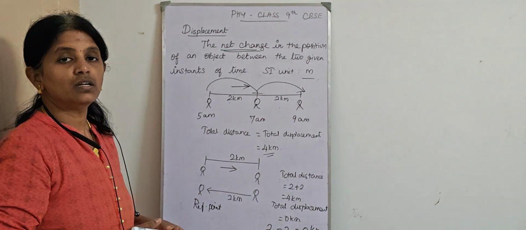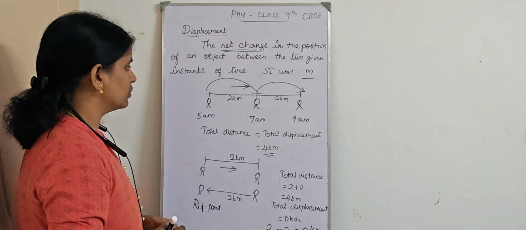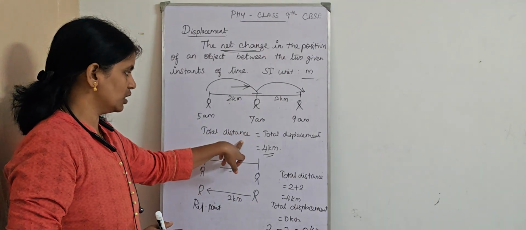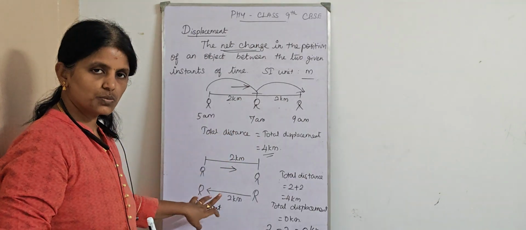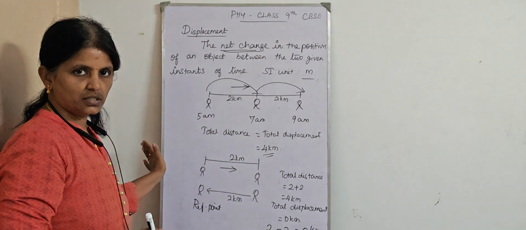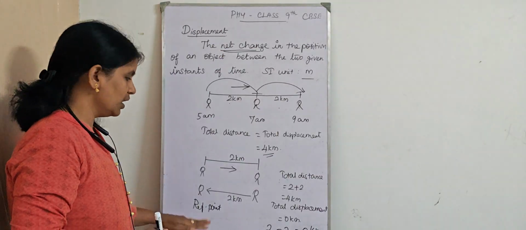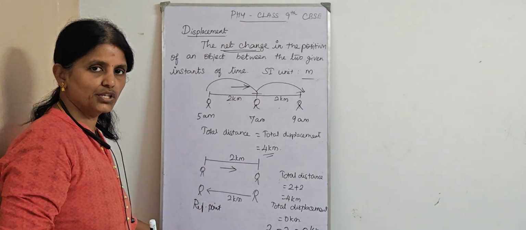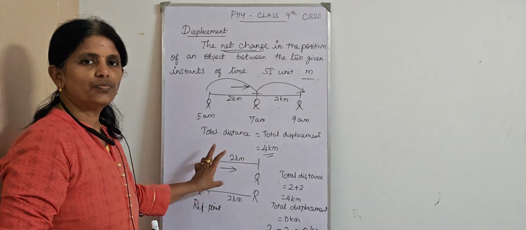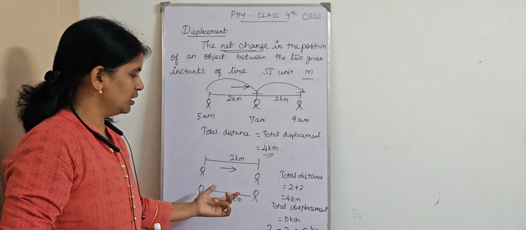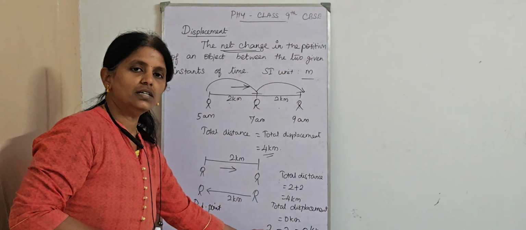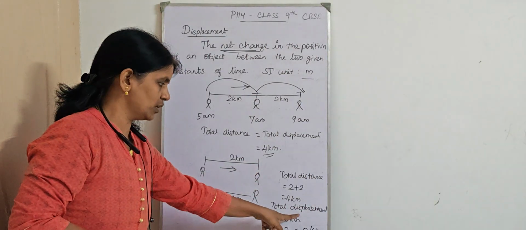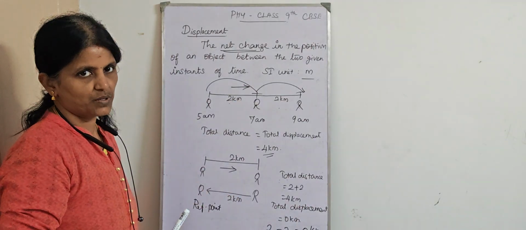Again I am repeating, the total distance traveled by the object is known as distance, and displacement is where I have started, from my reference point, and where I have ended, the finishing point. Between these two, how much is the difference? We have to include the direction sign also whenever we are calculating the displacement.